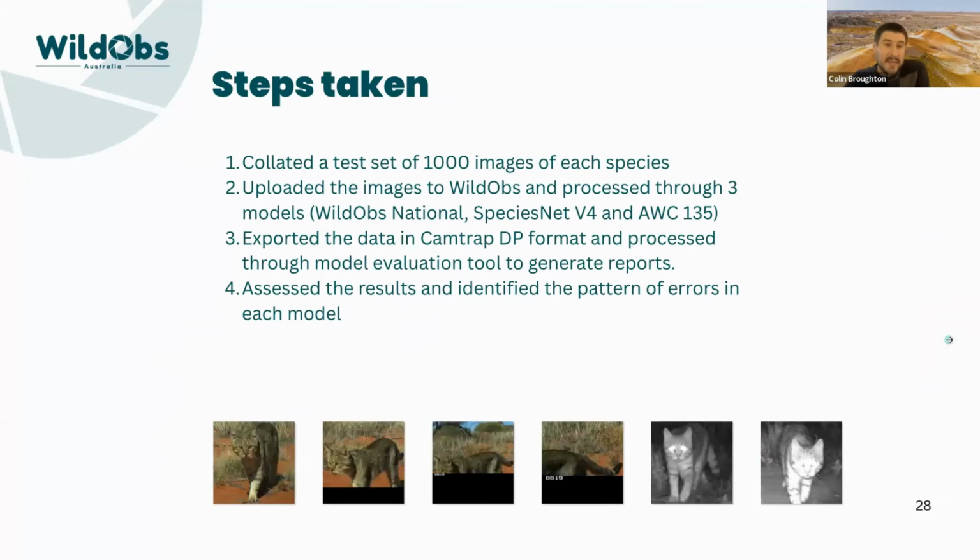So we first collated a test data set. We used 1,000 images of each species, and we uploaded these to WildObs and processed them through 3 models. These were the WildObs national model, SpeciesNet version 4, which is a global model, and the AWC 135 model. We exported the data in CamTrap DP format and processed this through the model evaluation tool to generate detailed reports. And we studied their reports and assessed these results in detail and reviewed the pattern of errors in each of these models.